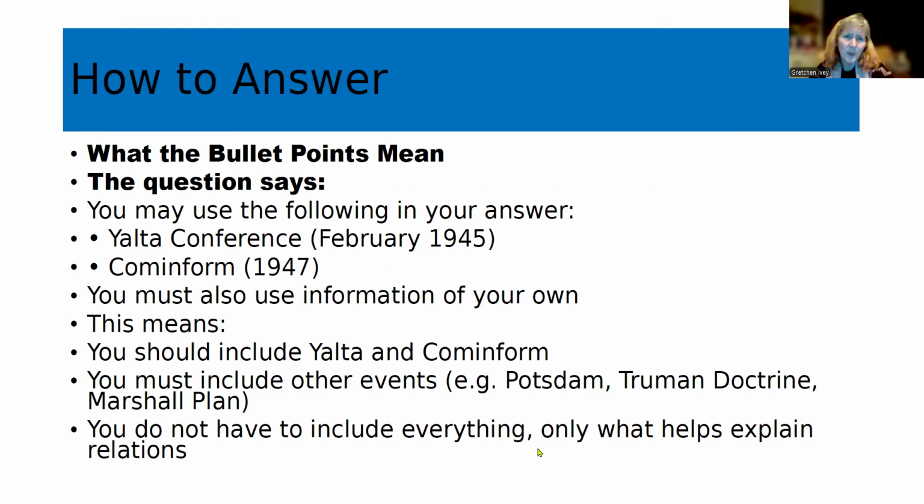So what the bullet points mean. The question says you may use the following in your answer. Like I said, the Yalta Conference, Cominform. You must also use information of your own. So this means you should include Yalta and Cominform. You don't have to. If you can come up with other ones, that's fine. You must include other events. So for example, you could use Potsdam, the Truman Doctrine, the Marshall Plan, or anything else you can think of that you can link along here. You do not have to include everything. Only explain what helps explain relations.